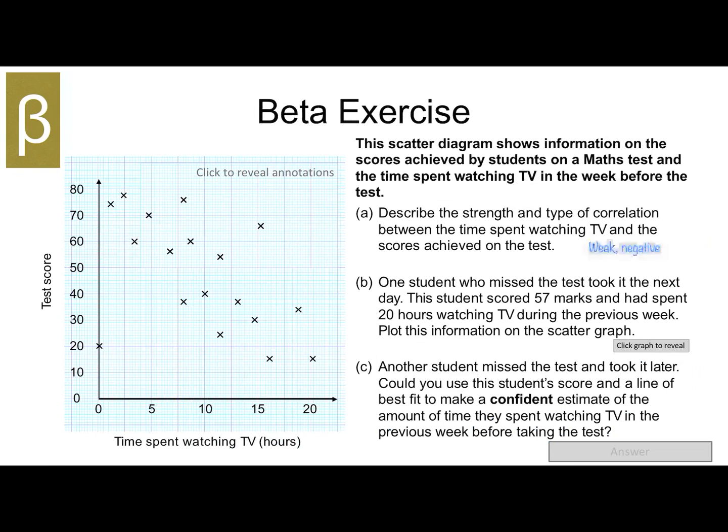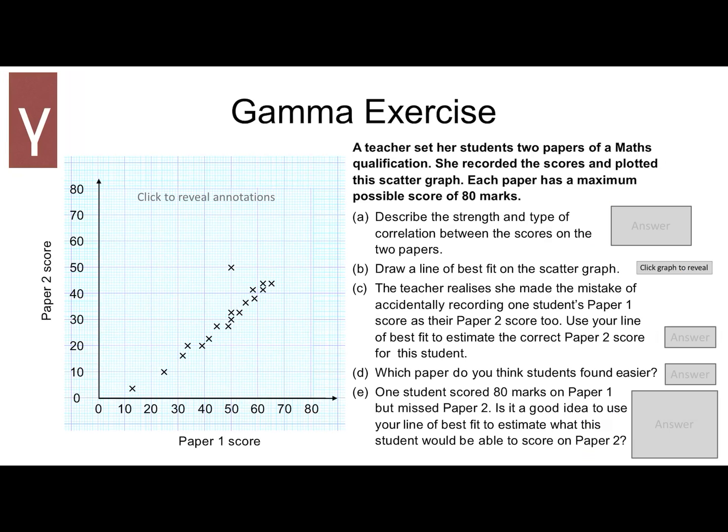Okay, again, have a go at this one. Okay, here's the answers. I don't seem to be able to reveal the graph. So the question down here: another student missed the test and took it later. Could you use the student score and a line of best fit to make a confident estimate of the amount of time they spent watching TV? Well, no, because this correlation is weak, so any predictions you make are less reliable. The weaker the correlation, the less confidence you can have in any predictions that you make.